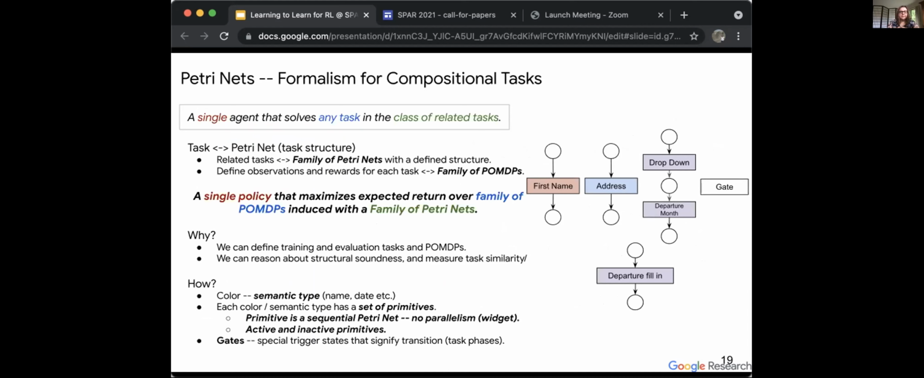So in this space, if we look through the Petri net lens, we want a single agent that solves any task in this class of related tasks. Basically, the primitives here are this: first name, you go from a state, enter first name, and then you enter the next one, address, and so on. We want to define a family of Petri nets, which correlates to a family of POMDPs. And we want to have a single policy that maximizes expected return over the family of POMDPs, which are induced with this family of Petri nets. And then that way we can define the structure.